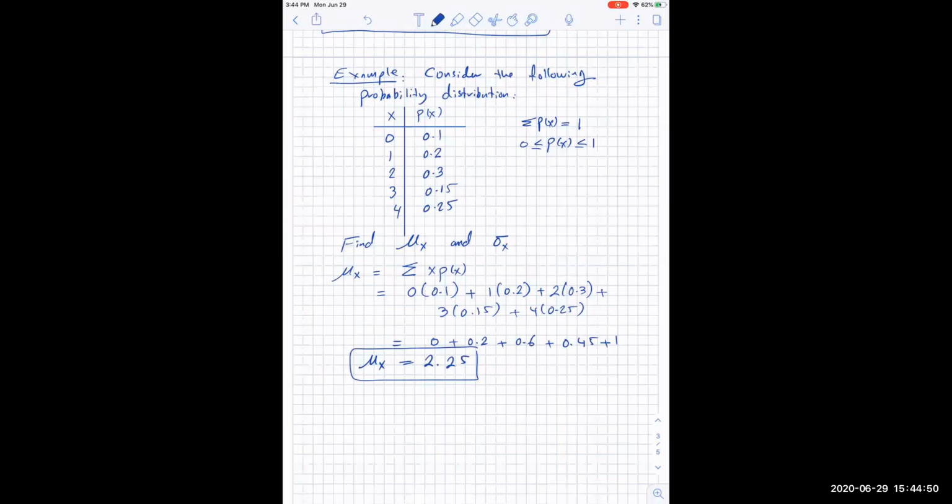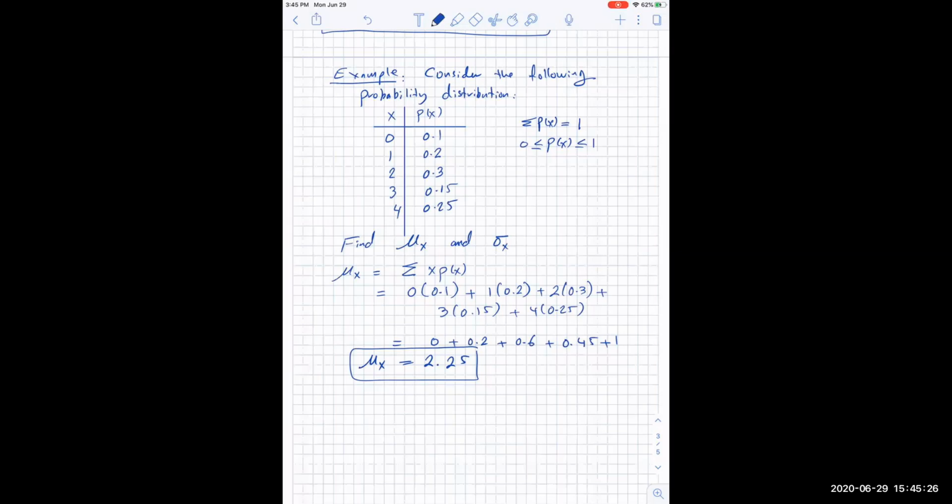So let me explain what this means. It means that if you conduct this experiment many times, repeatedly, you continue to draw a value for X, then most of the time you're going to get a value between 2 and 3. The value of x most of the time is going to be around this number here, 2.25.